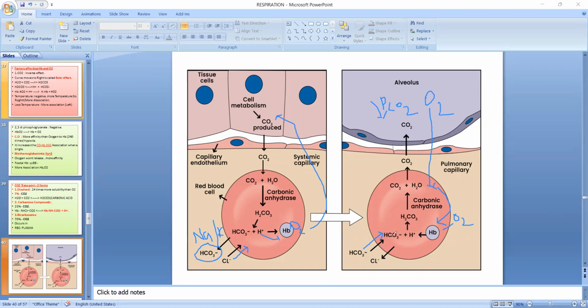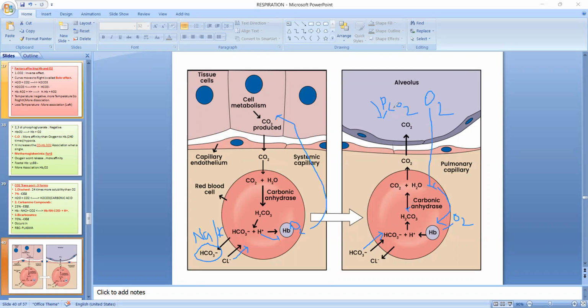And here, because HCO3 minus and HHB react, H plus and HCO3 minus are combined to form H2CO3 in the presence of carbonic anhydrase. And this carbonic anhydrase again catalyzes, it dissociates. Okay, this is a dual reversible reaction. H2CO3 is dissociated as CO2 and H2O.